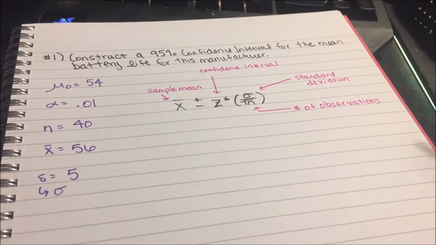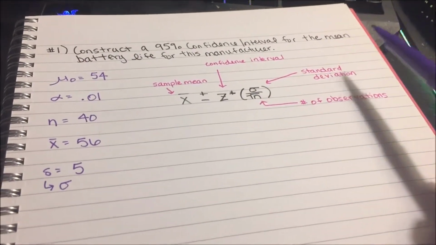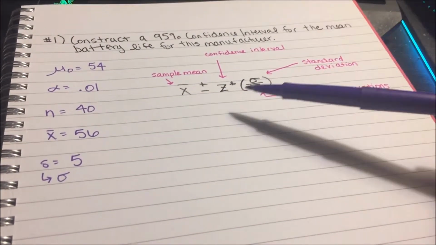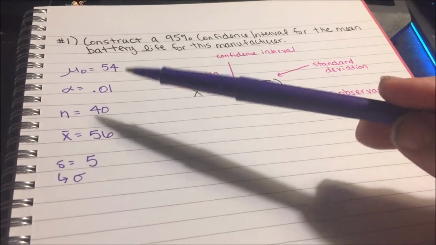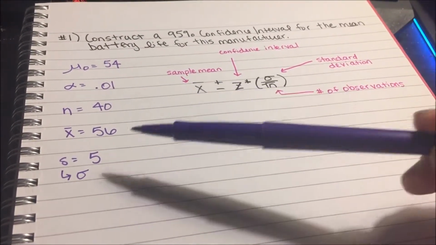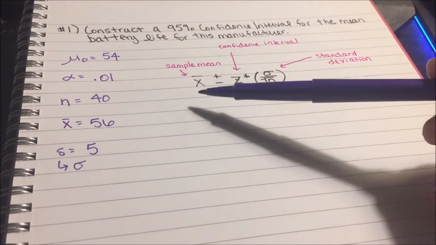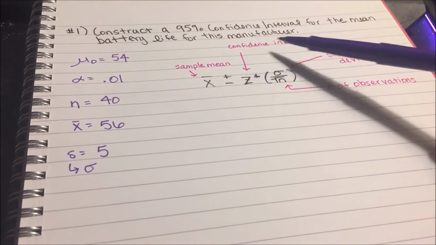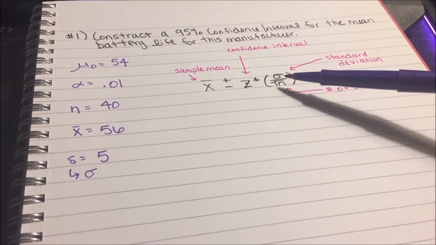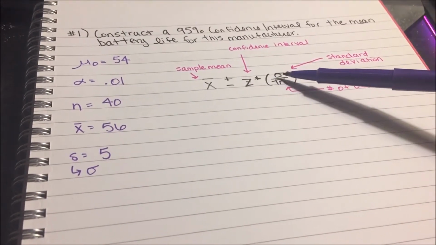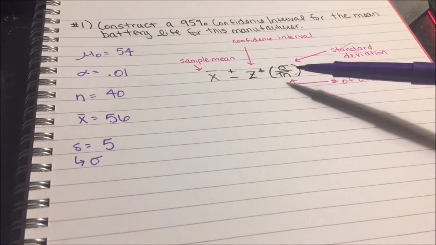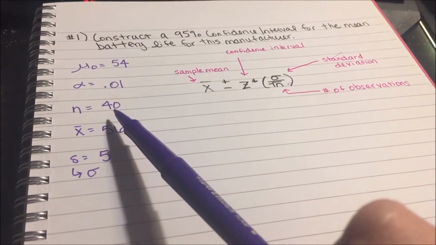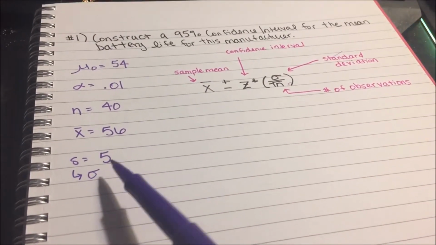Okay, so we're asked to construct a 95% confidence interval for the mean battery life for this manufacturer. And this is what that formula looks like, which is kind of scary, but we already figured out all of those numbers over here. So X bar is just 56. So think of this as just a regular symbol in algebra. Plus or minus Z star, which is the confidence interval, I'll get to in a second, and multiplied by the standard deviation divided by the square root of the number of observations, which we already have, our number of observations, our standard deviation, and our X bar.